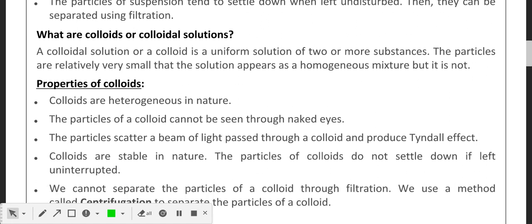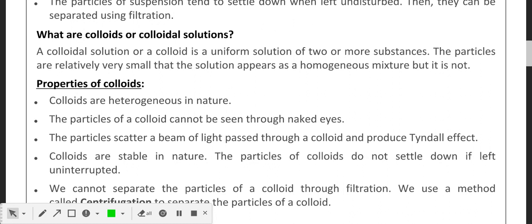A colloidal solution or a colloid is a uniform solution of two or more substances. The particles are relatively very small, so that the solution appears as a homogeneous mixture, but it is not. In this case, the colloid's particles are quite small, but it appears to be homogeneous. Actually, it is not a homogeneous mixture, it is a heterogeneous mixture. So properties of colloids: colloids are heterogeneous. The particles of a colloid cannot be seen with the naked eyes. They are very small. I will let you know by an example. The particles scatter a beam of light passing through a colloid and produce the Tyndall effect.